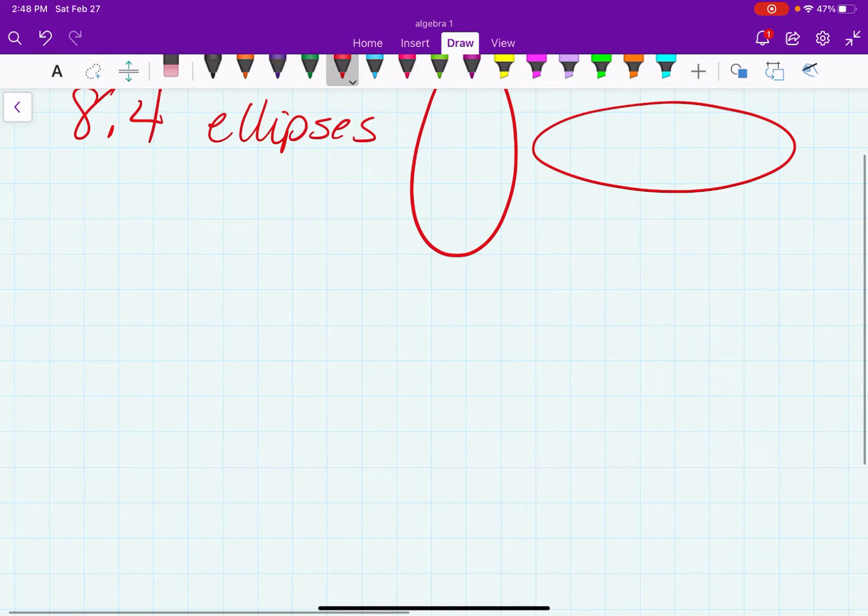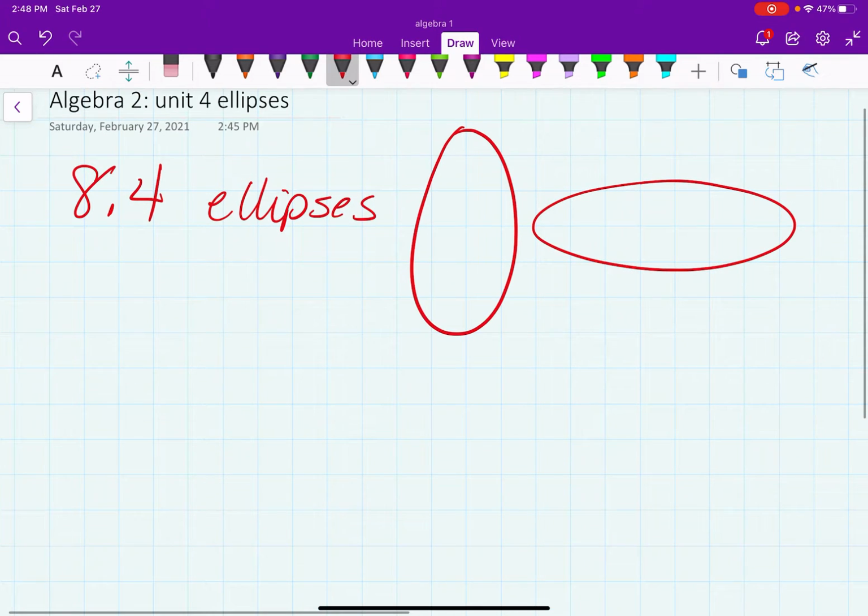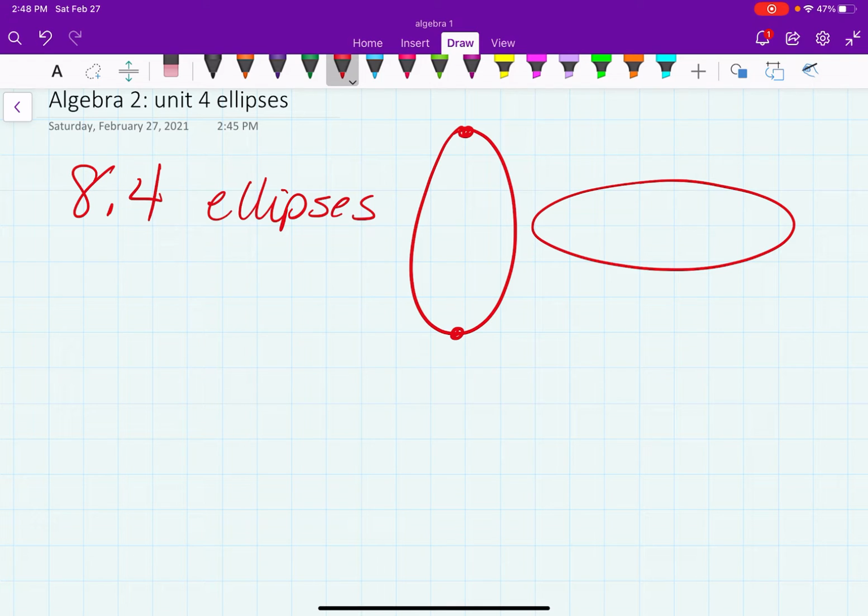The definition, I'm not overly concerned about. An ellipse is the set of all points in a plane such that the sum of the distances from the two foci, or two fixed points, is constant. So if we're talking from here to here, this is the same distance. We can talk about that, but we're not going to deal with foci. I took them out.